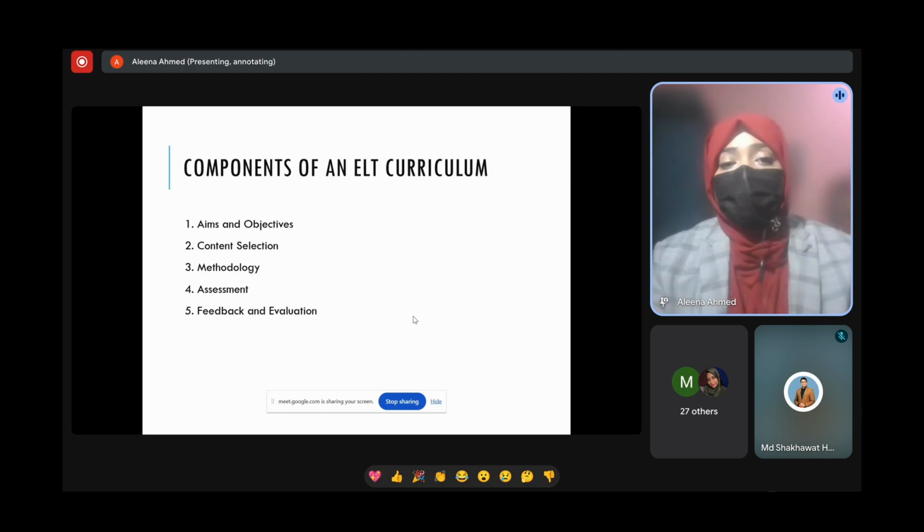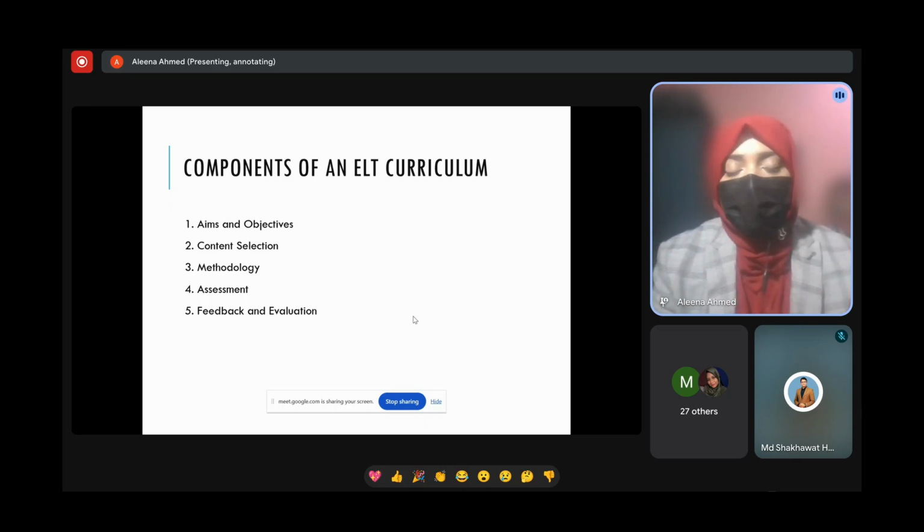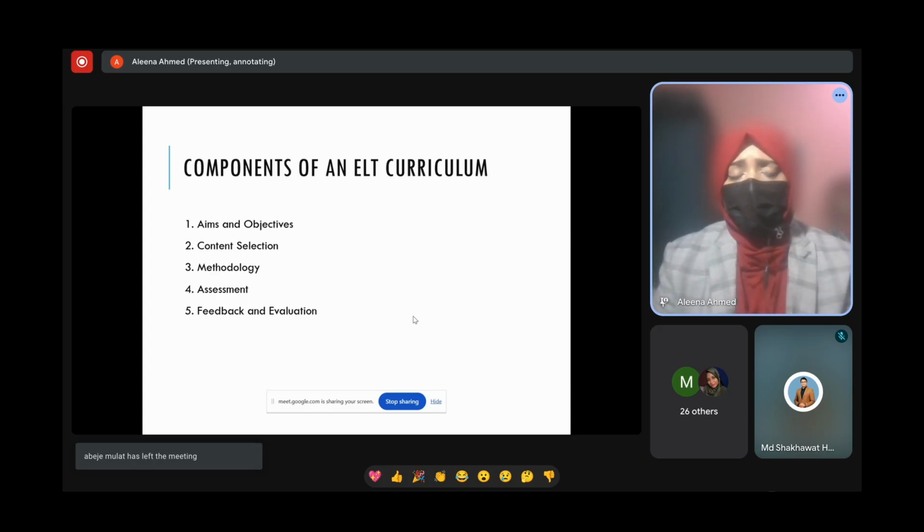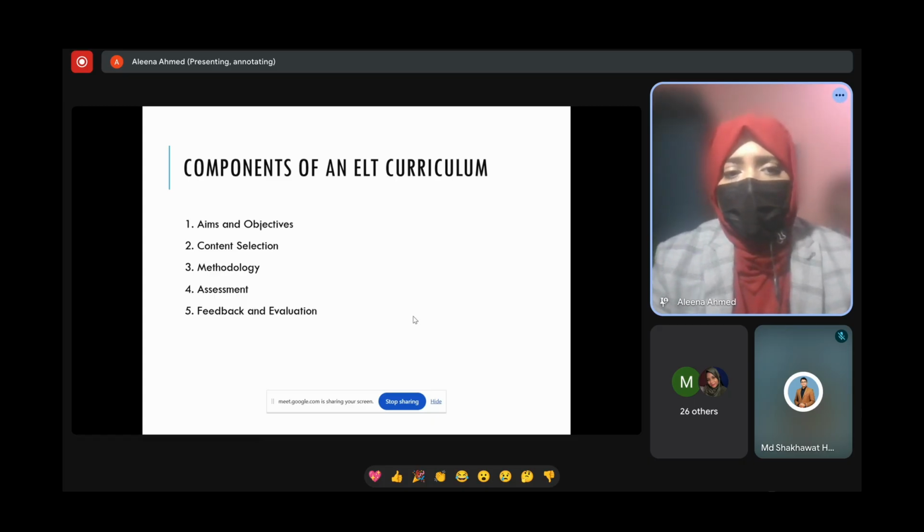Why is that? Because of the content selection, because their goal was not to produce followers, but to produce critical thinkers, to produce innovators, creators, right? And definitely if they are able to comprehend this, they can definitely create the same thing in the second language on their own. So this is why content selection is really important.